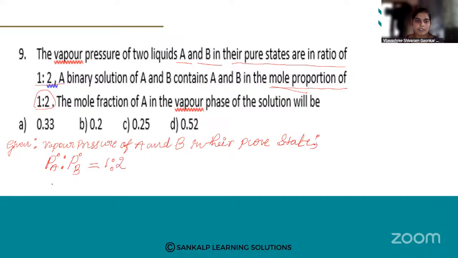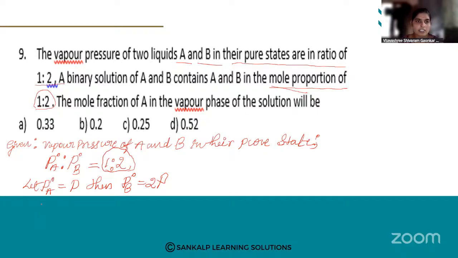See children, now if I take P naught A equal to P, then P naught B equal to what is it? You are given the ratio, right? If P naught A equal to 1, then P naught B equal to 2, right? If P naught A equal to P, then P naught B equal to 2P. Right? Ratio is given 1:2. This you have to consider.